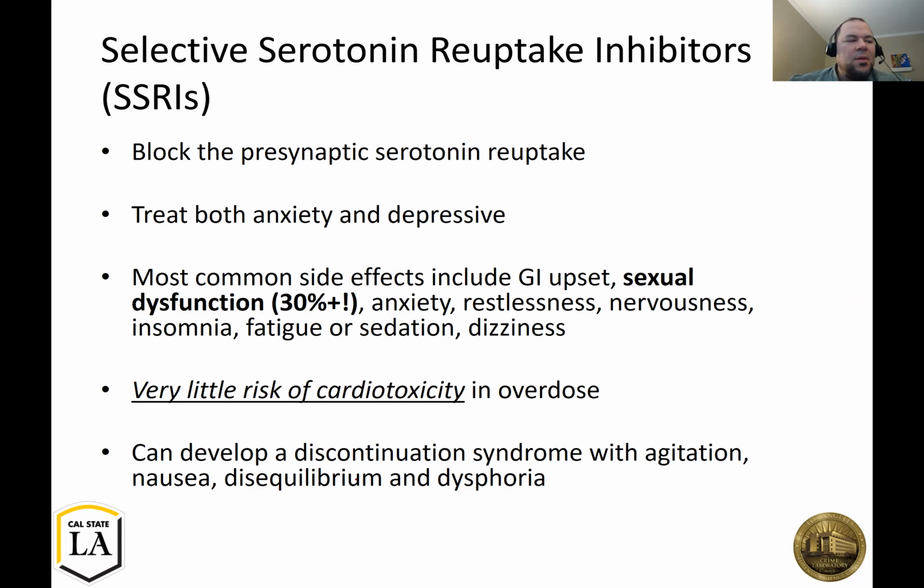But the one thing that's great about the SSRIs is that even in an overdose situation, there doesn't seem to be the cardiotoxicity that we talked about with the tricyclics. That was a big deal, prolonging the QT interval, messing with heart rhythms. You don't typically see that with the SSRIs, so they have a better safety profile here.